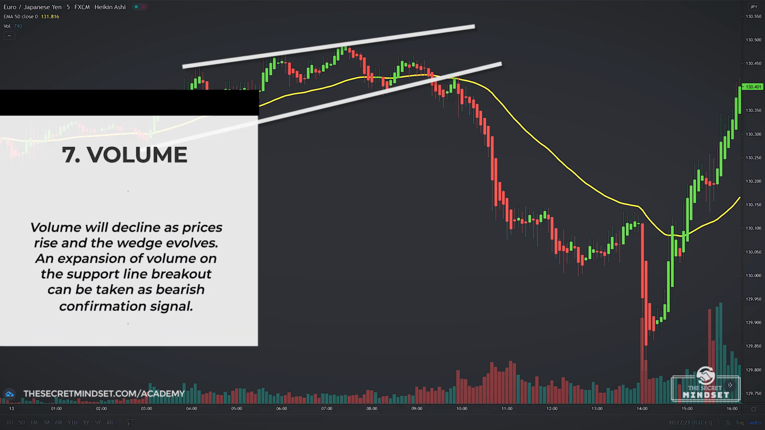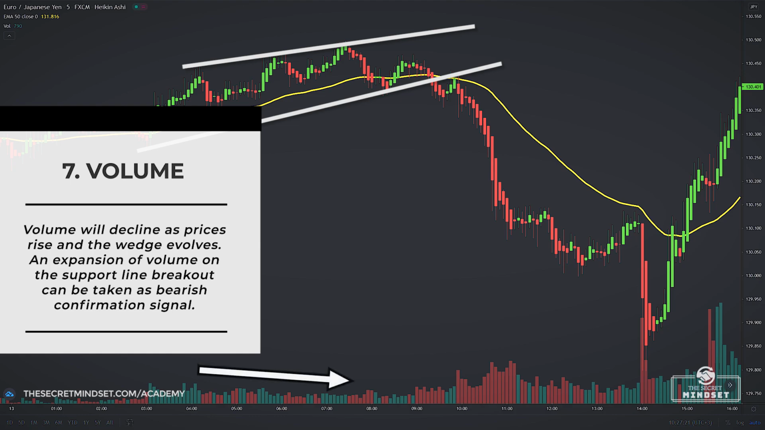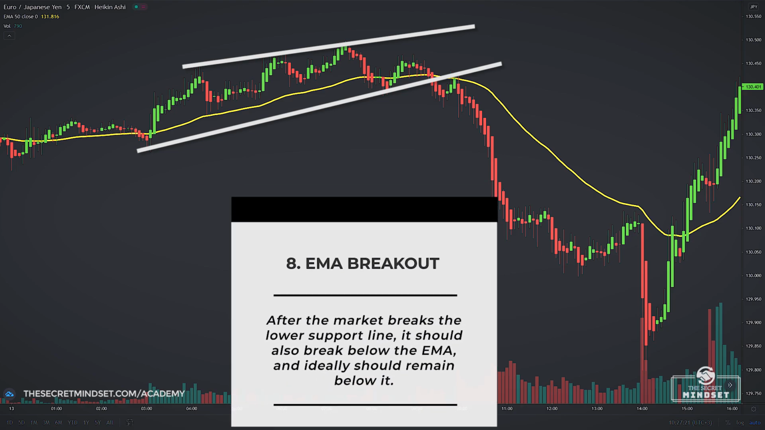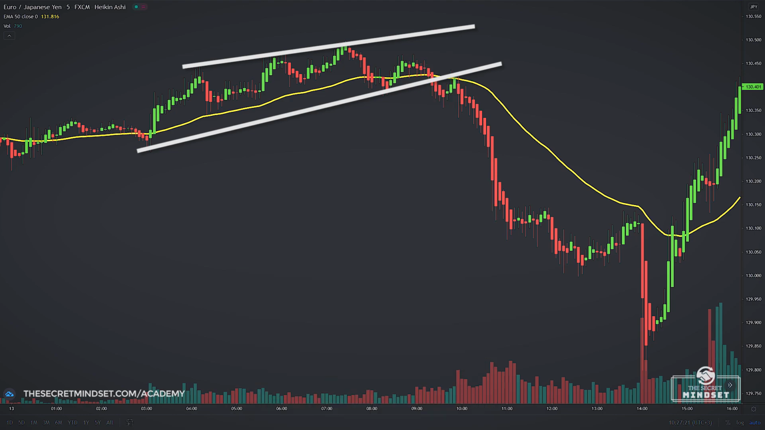Number 7. Volume. Ideally, volume will decline as prices rise and the wedge evolves. An expansion of volume on the support line breakout can be taken as a bearish confirmation signal. Number 8. The EMA breakout. After the market breaks down through the lower support line, it should also break below the EMA and ideally should remain below it.